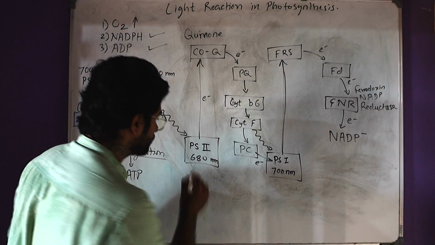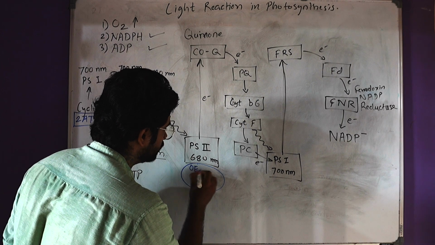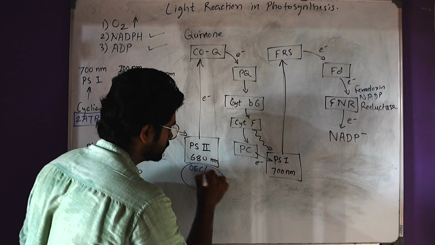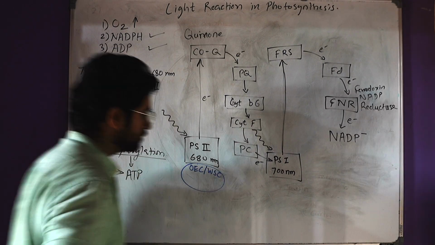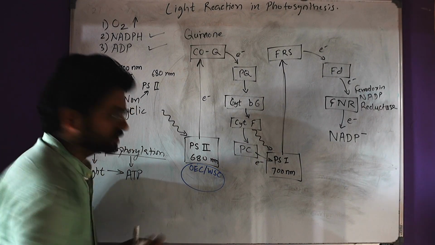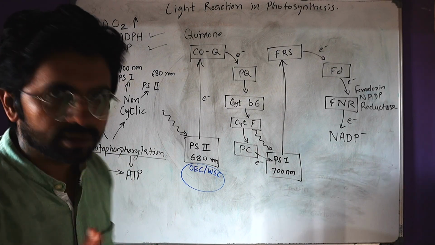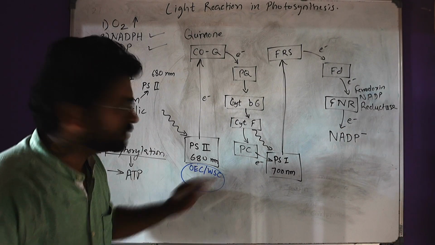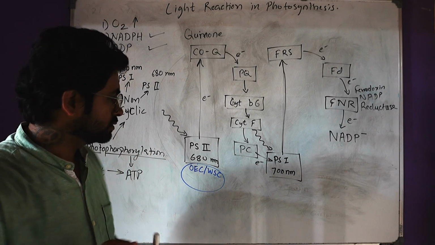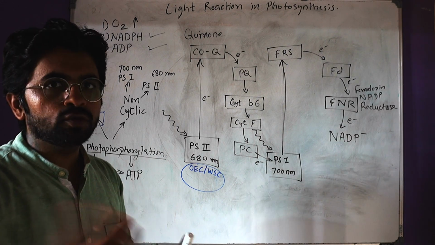So pay attention here. It is known as oxygen evolving complex, also known as water splitting complex. Water splitting complex. Oxygen evolving complex means oxygen is evolved from here. This much is understood. Water splitting complex means there is splitting of water, cutting of water. Water splits into something. Now we'll try to understand what water splits into exactly.